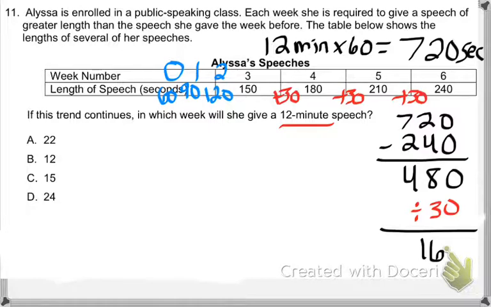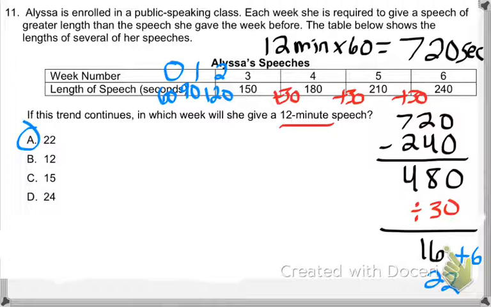The answer is not 16, though. The answer is 16 weeks after week 6. Well, 16 weeks after week 6, meaning add 6, that tells you 22 weeks. So that's actually going to be your answer. Some of you may have liked that method. Some of you might be like, well, what just happened? That doesn't quite make sense.